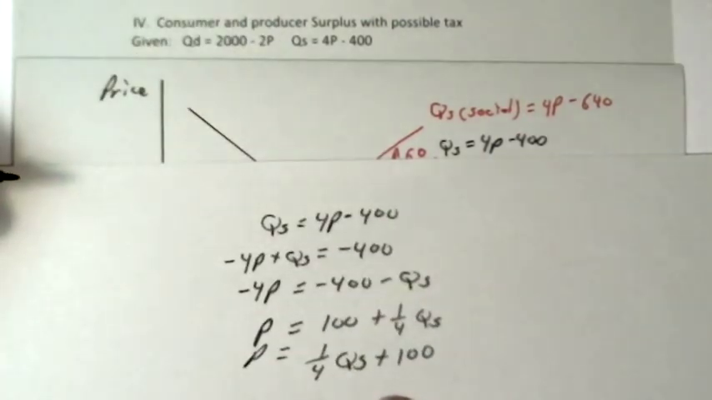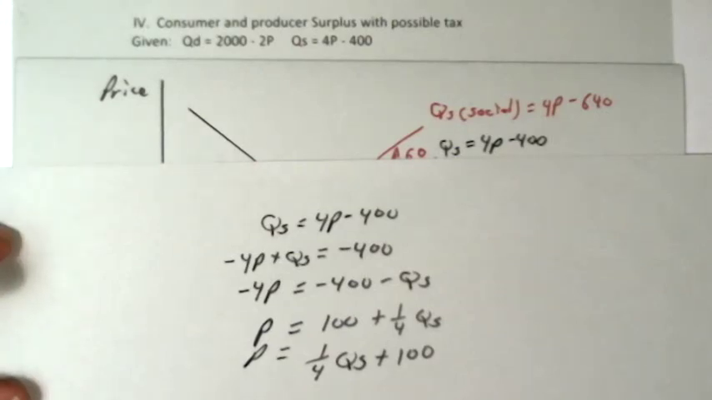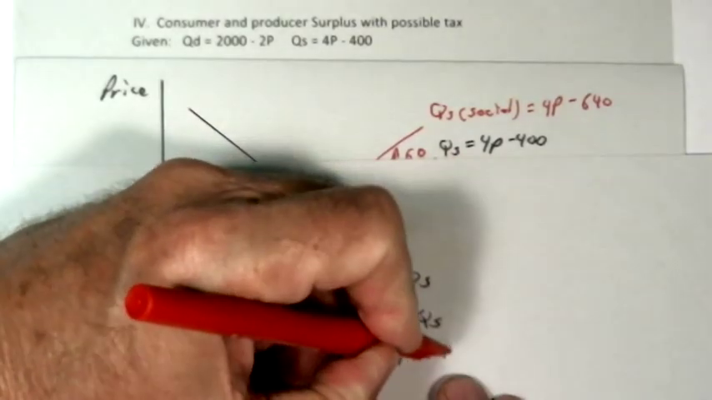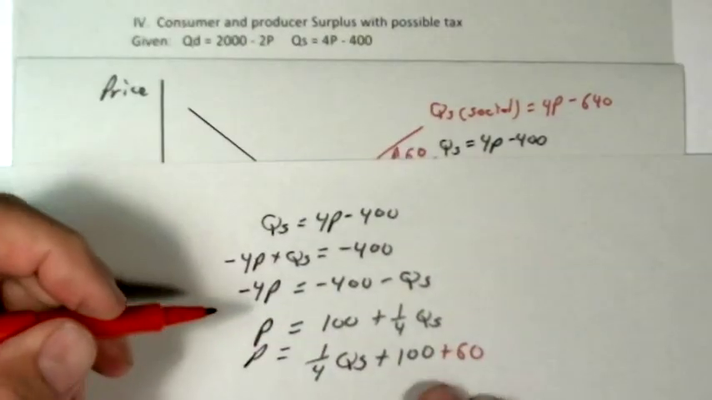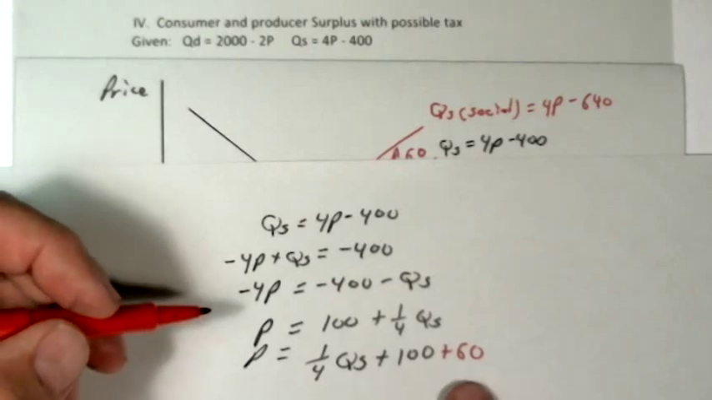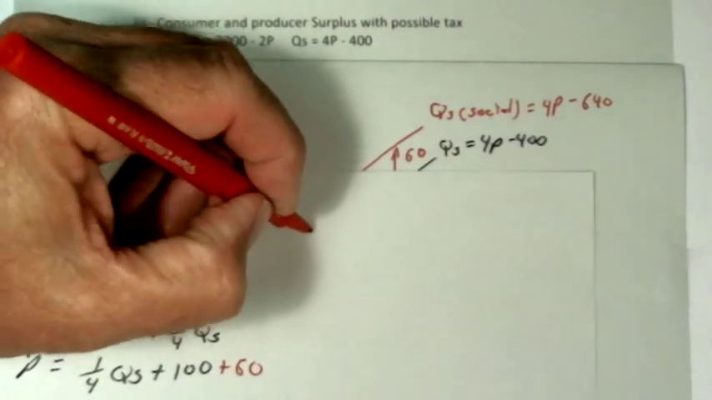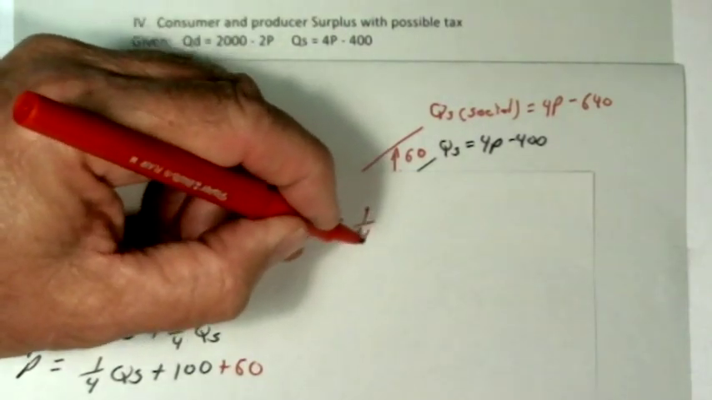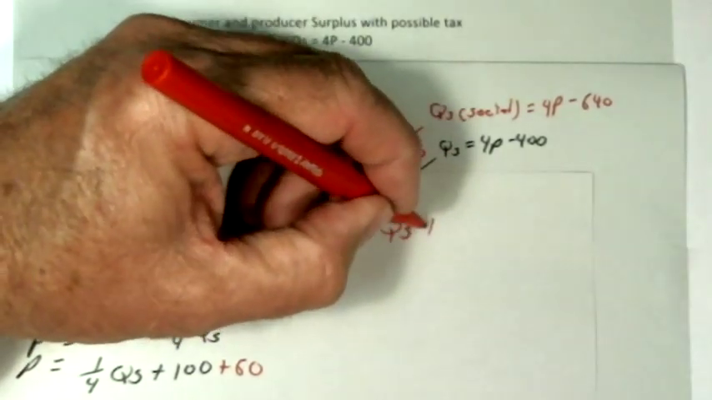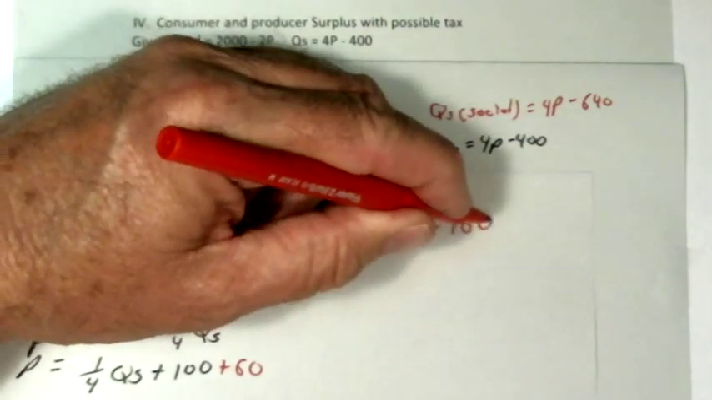That's the way a math class would write it. And then of course we need to add, I'll change colors so you can see, you need to add that $60 because we want to raise up the supply curve by exactly 60. So now I have an equation that looks like this. P equals 1/4 QS plus 160.